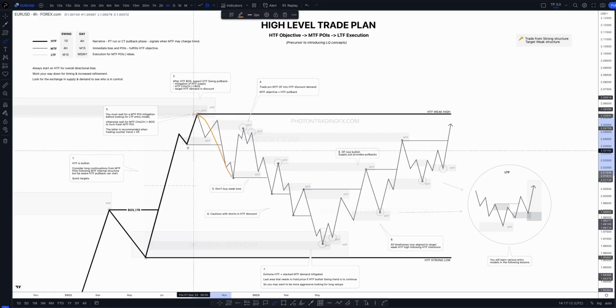Wait for your medium time frame to shift bearish. Because now, if you wait for the price to pull back in, you're trading in line with your medium time frame, okay? So I appreciate this is a lot of things to think about. As you go through the course and later into the trade plan module, this will make a lot more sense.